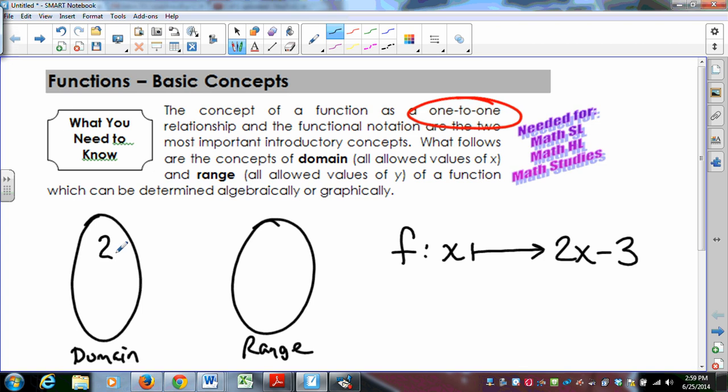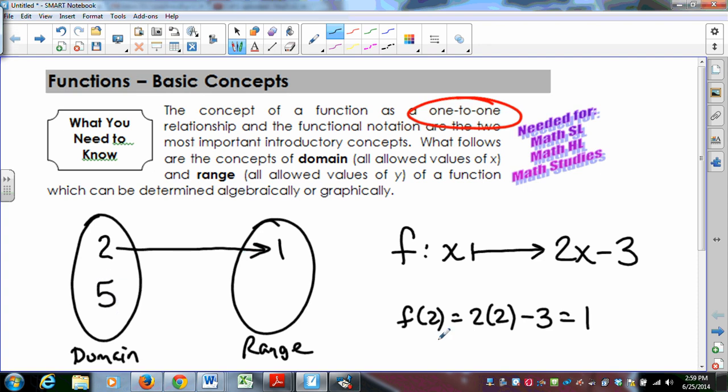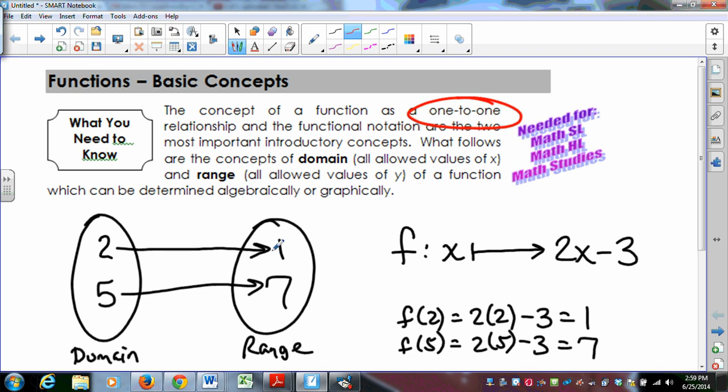So if x is 2, then f of 2 is just 2 times 2 minus 3, and that's 1. And so you would see the 2 paired up with the 1 like that. And if I wanted f of 5, that's 2 times 5 minus 3, that's 7, and you'd see 5 paired with 7, just like that. If this relation, this set of ordered pairs, is a function, then whatever 2 goes to is the only number it goes to. We could not draw that arrow in.